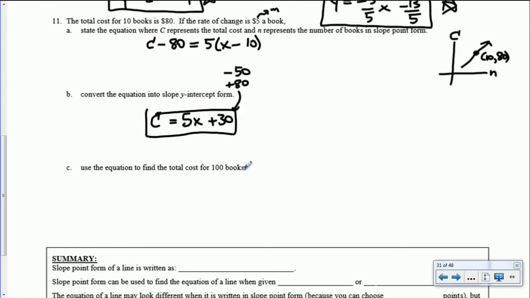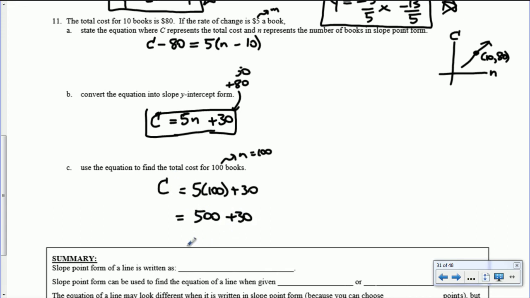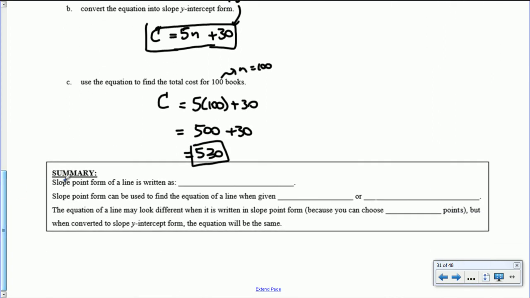Use the equation to find the total cost for 100 books. So n is equal to 100. I guess I wrote x; I should have had that as an n. Let's just fix that. Minor thing, but 5n plus 30. Okay, so put 100 in there. 5 times 100 plus 30. That's going to be the cost for 100 books. 500 plus 30 is 530. We did it.